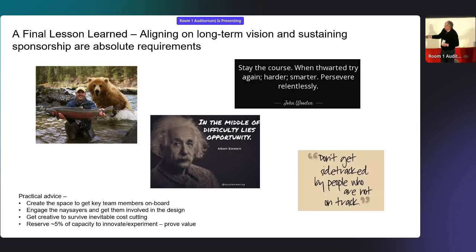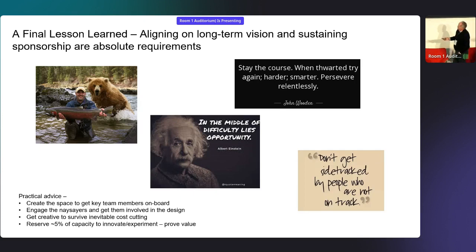I put in here: reserve 5% of capacity to innovate and experiment with a goal of proving value. I am a big believer in that. In fact, my teams would know this was baked in. Of course, we're going to have a 5% reserve to innovate and experiment. And then I thought this was a cool picture.